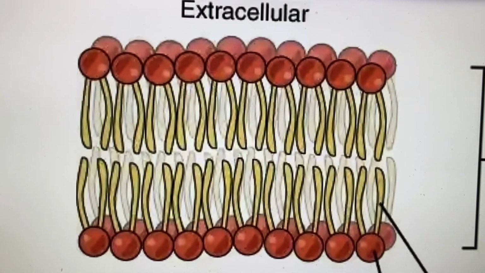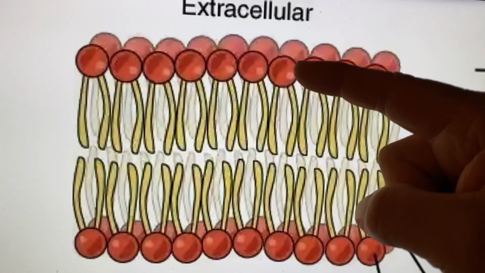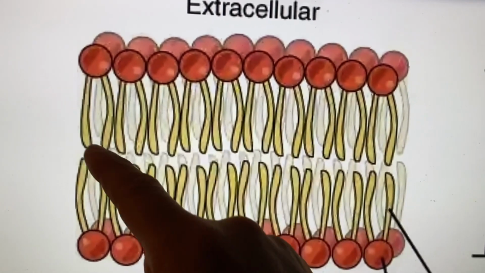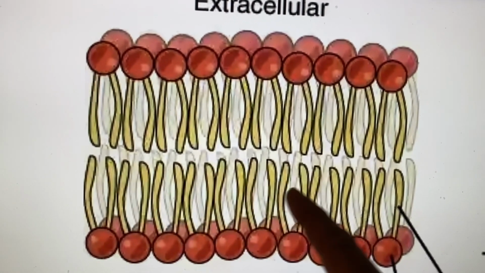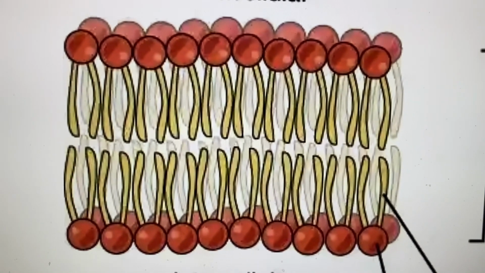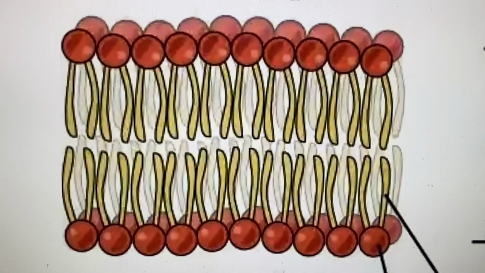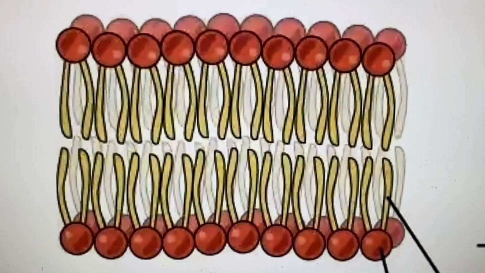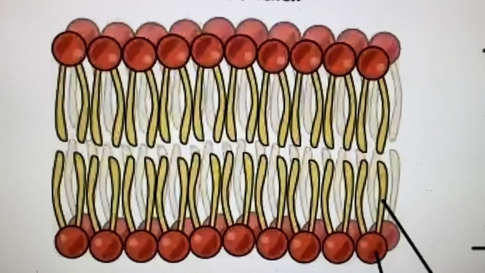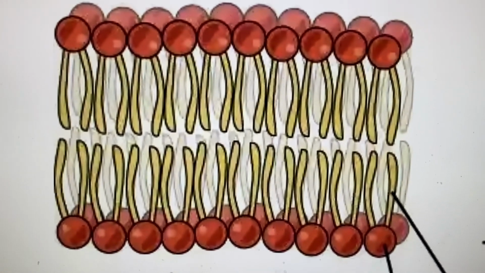Anyway, you tell me, these are lipids, right? Especially this part, hydrophobic. What would happen if the cell membrane was not hydrophobic? Good. Yeah, that would be terrible. It would be really wet. Everything would dissolve.